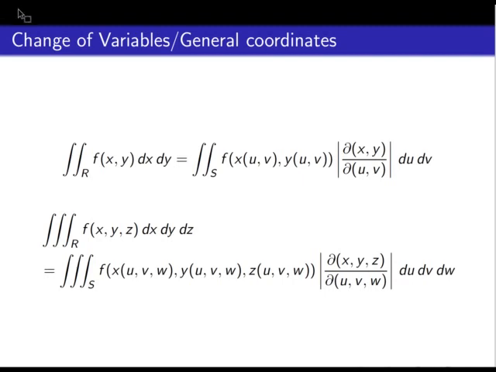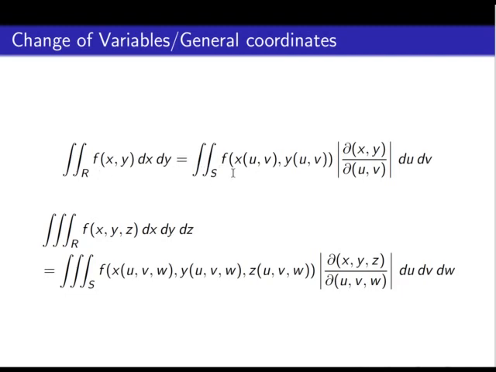Okay, next, change of variables and general coordinates. So whichever way you want to call this. If you have an integral on some region with x and y, and you'd rather use some other coordinate system, u and v, the idea is you've got some function, x is a function of u and v, y is a function of u and v. That's how you convert between u and v and x and y. And you can integrate over this other region.